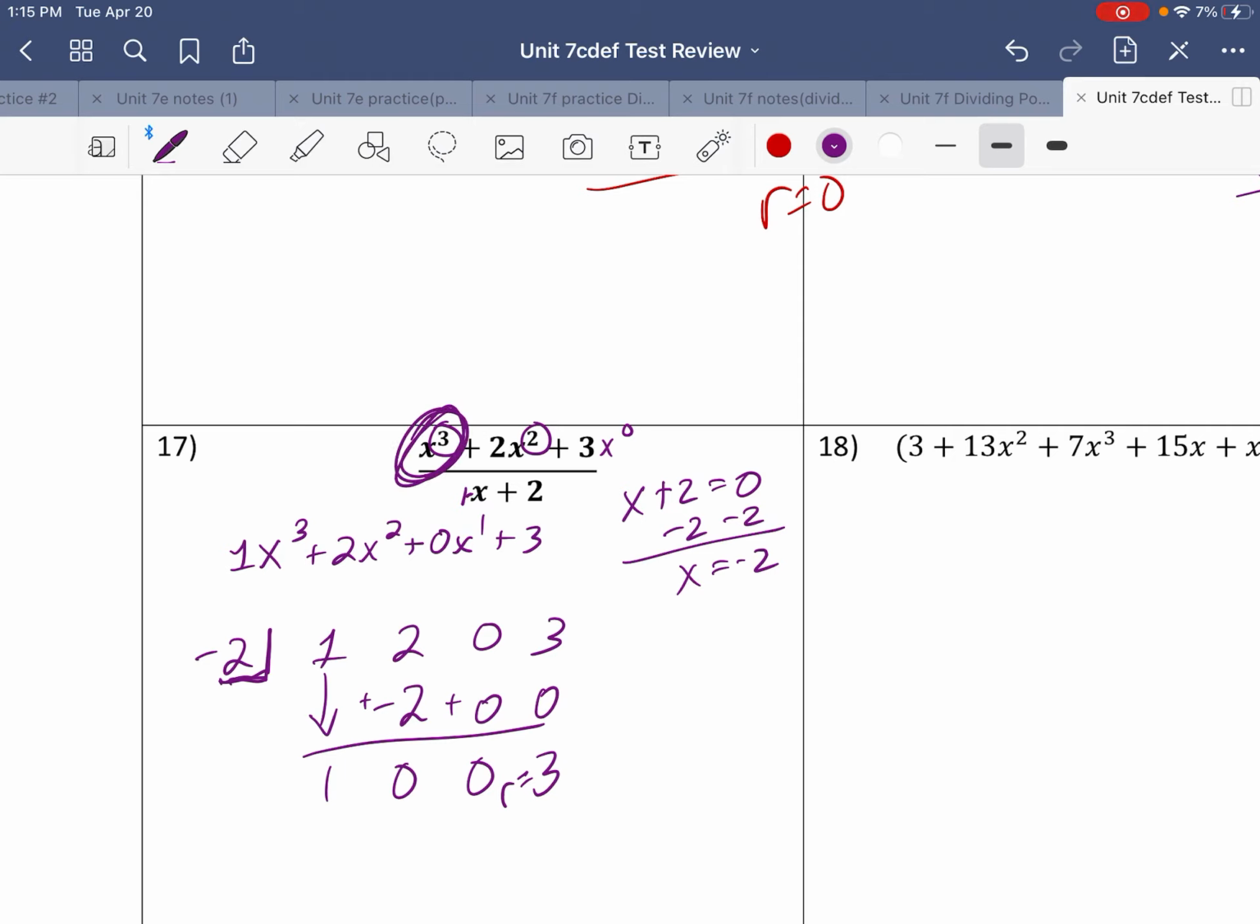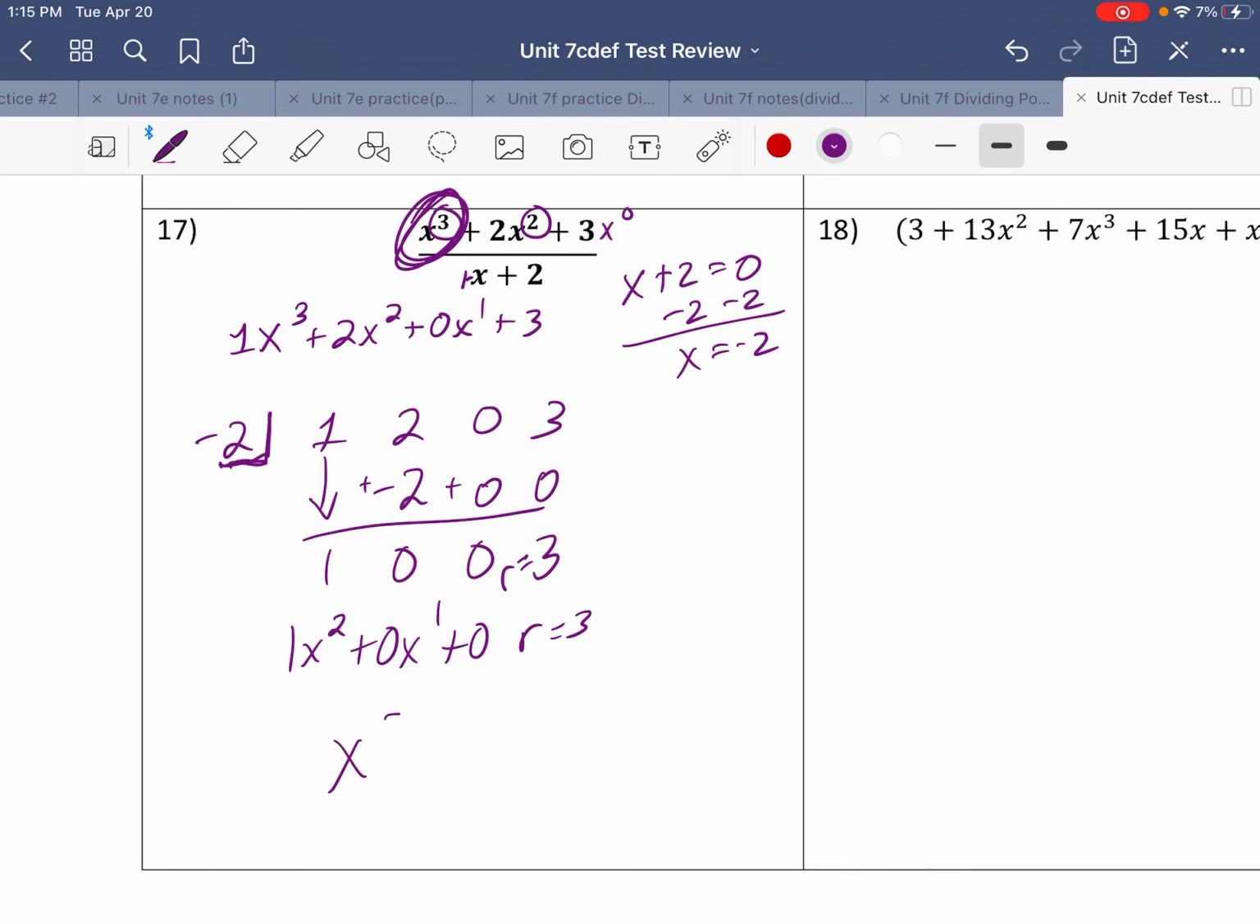Exponents, always one less than the biggest exponent is where you start. So it's going to be 1x squared plus 0x to the first plus 0 with a remainder of 3. That really just boils down to x squared, and a remainder of 3 would be plus 3 over what you were dividing by, your divisor.